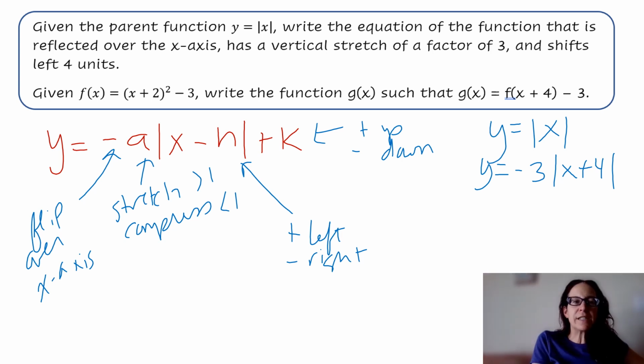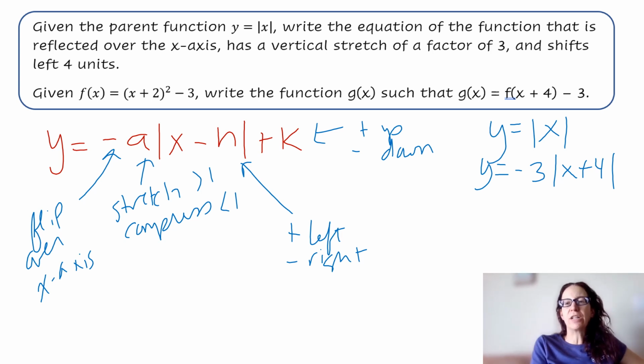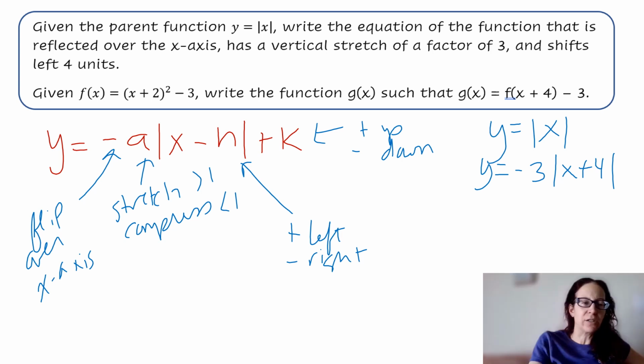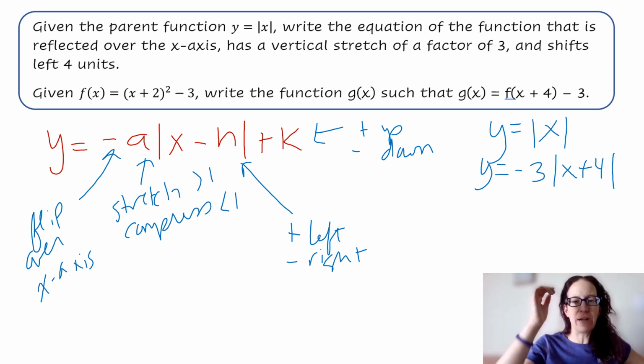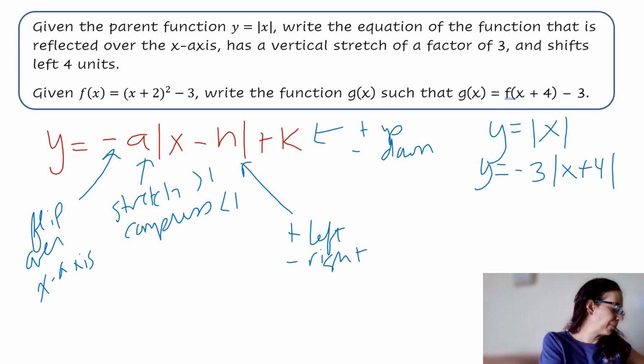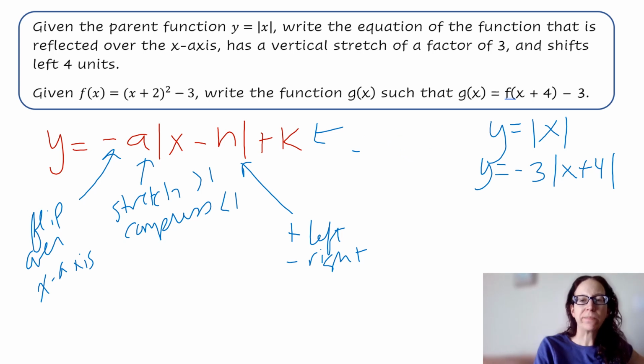Now, the next one says, given f of x is equal to (x plus 2) all squared minus 3, write the function g of x such that g of x is equal to f of (x plus 4) minus 3. So I'm going to erase this kind of little cheat sheet over here. If you're taking some notes, you need to write it down, pause the video and do that. All right.